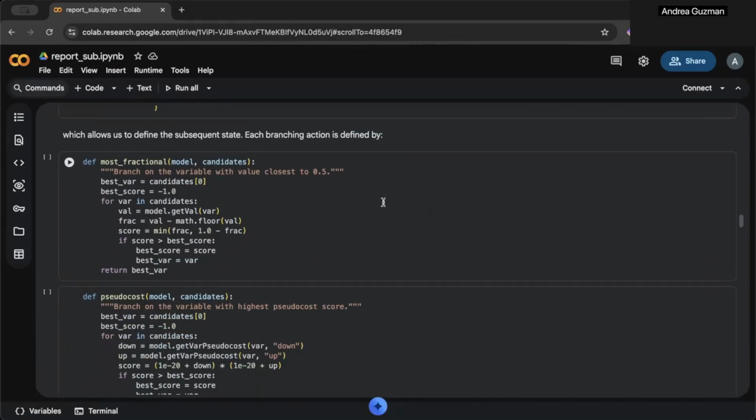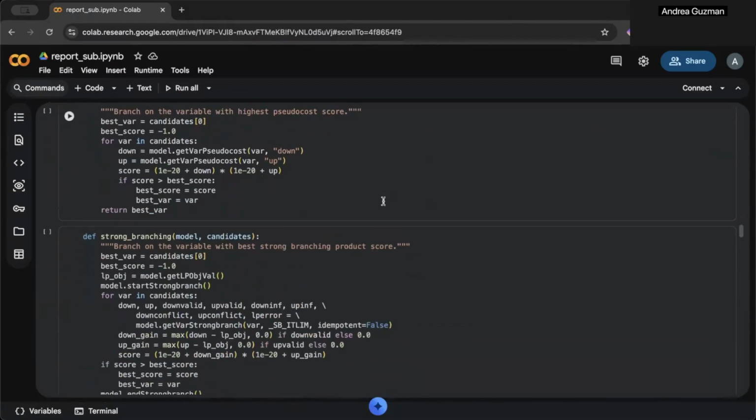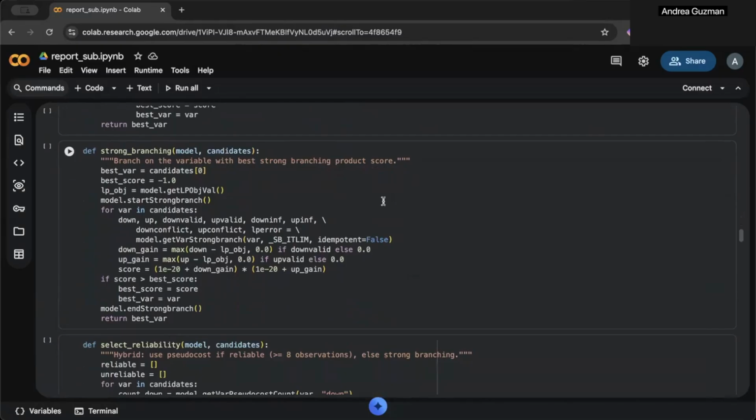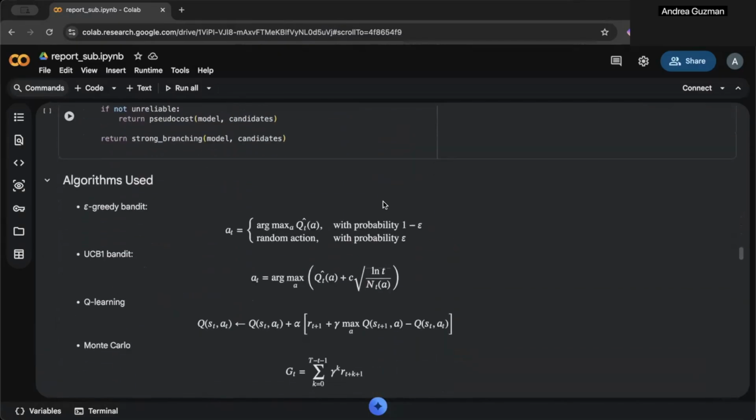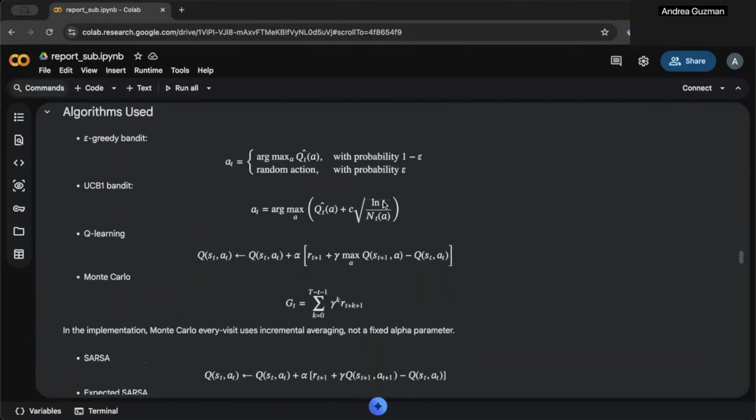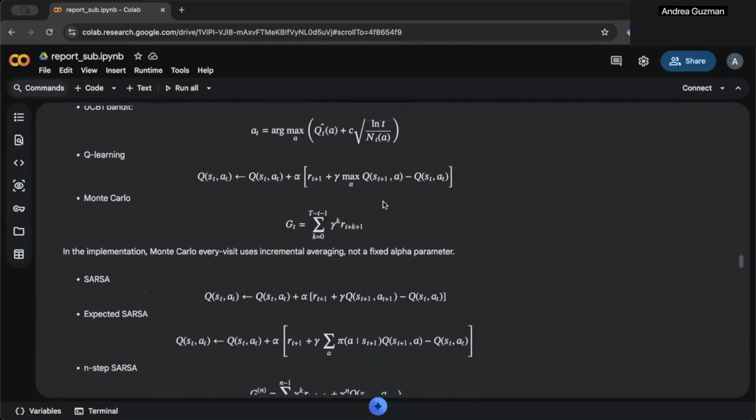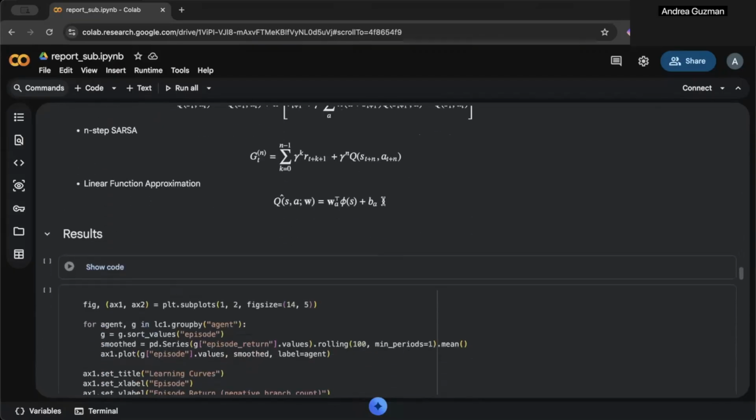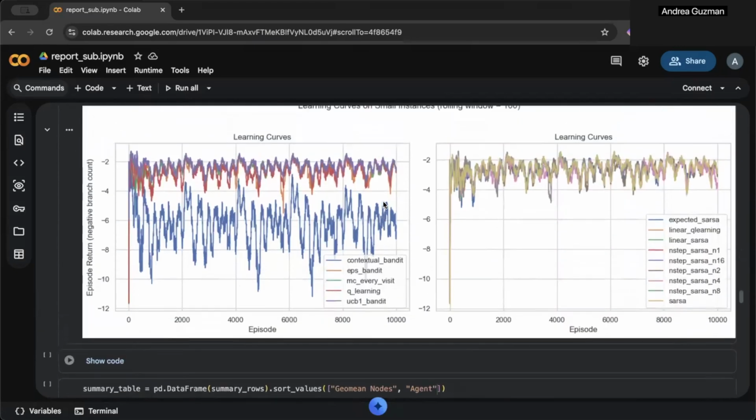We describe here the implementation of our system as far as branching heuristics are concerned. And here we describe several different types of algorithms that we described in class. So these are some from the textbook that we'll be describing here.